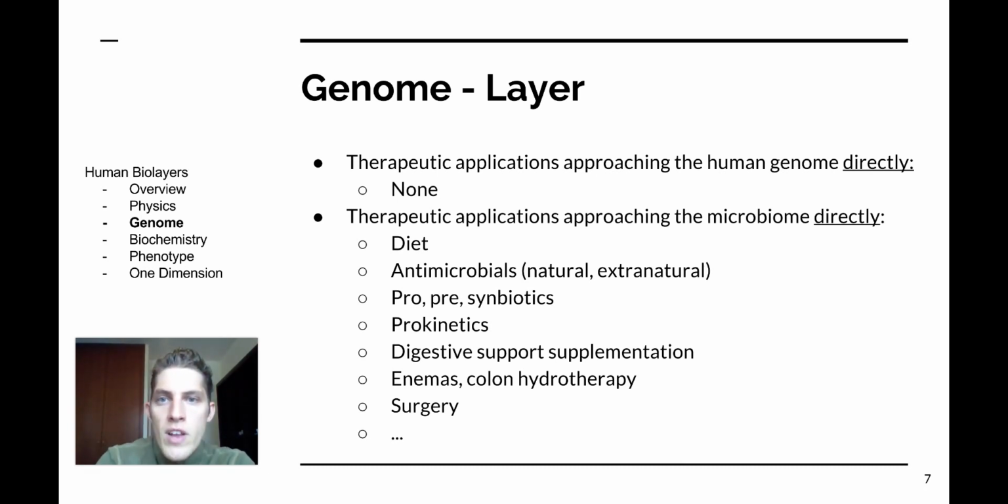Now, regarding therapeutic intervention on this layer, we do not have, unfortunately, anything clinically available to address the human genome. When it comes to the microbiome, here I'm referring in particular to the gastrointestinal microbiota, we have several approaches at our disposal. Today we have of course diet that shapes our microbiota. We have antimicrobials. We have probiotics, prebiotics, symbiotics. We have prokinetics. We have supplementation to support digestive processes. We have different types of enemas or colonic irrigations. We also have surgery, where, for example, parts of entire digestive organs are removed.